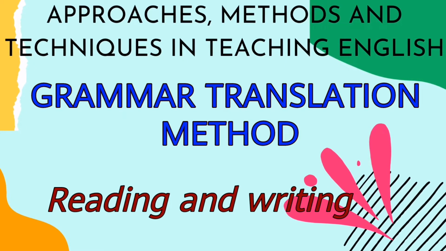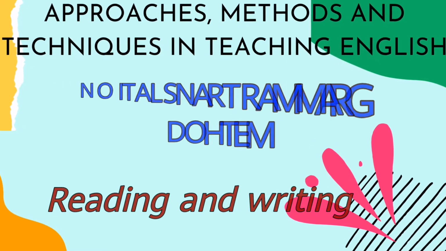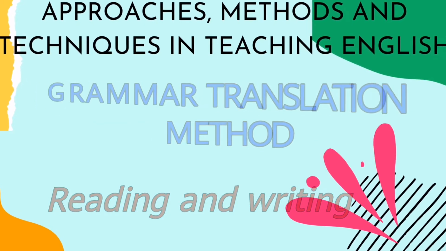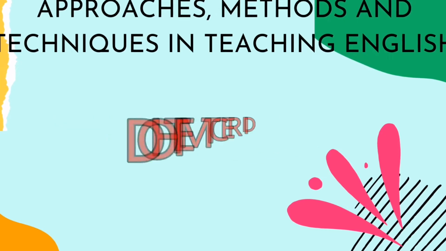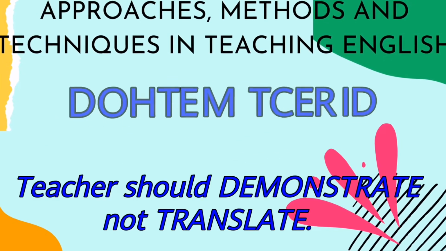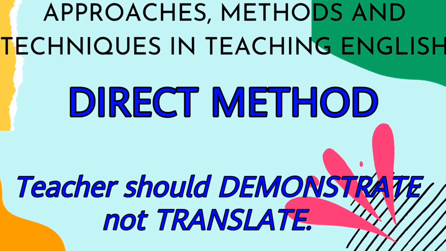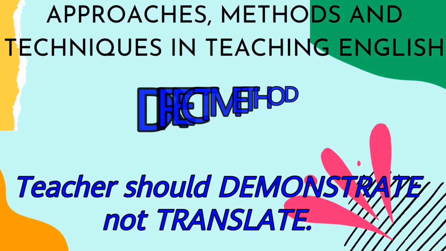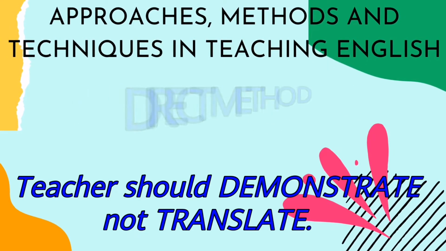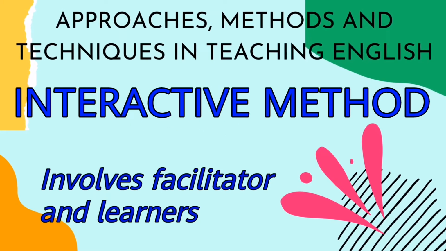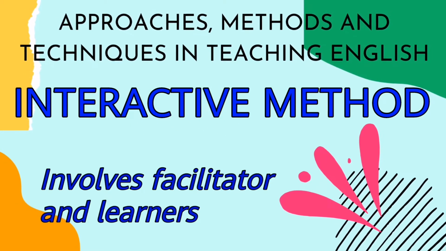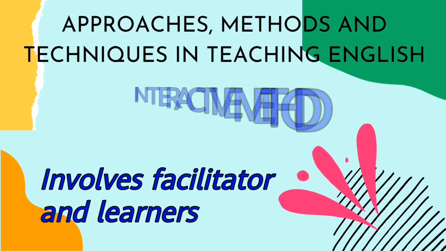Teacher correction is the only way to make students produce the right forms of the foreign language. Number 2, the direct method. The teacher should demonstrate, not translate, and should avoid explaining. The purpose of language learning is communication. Number 3, the interactive method. It involves a facilitator and learners. It gives participants hands-on experience.